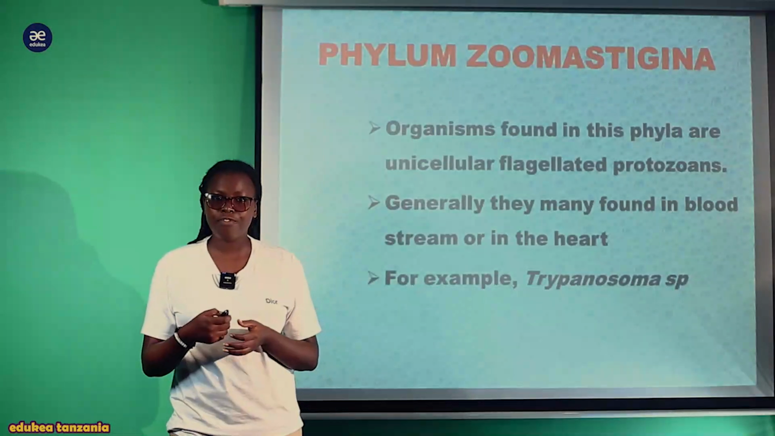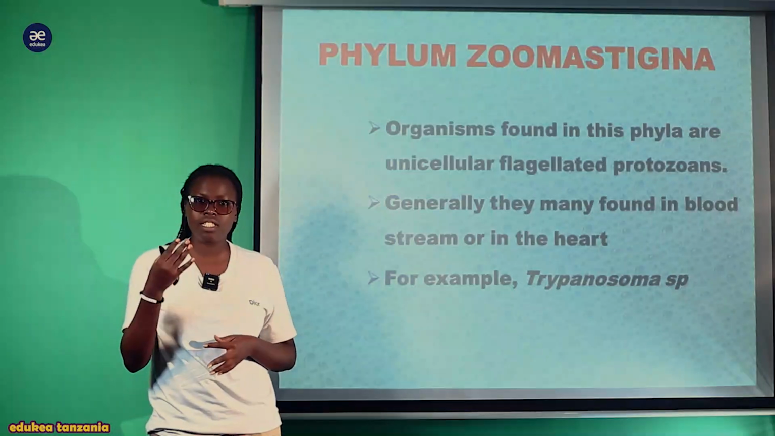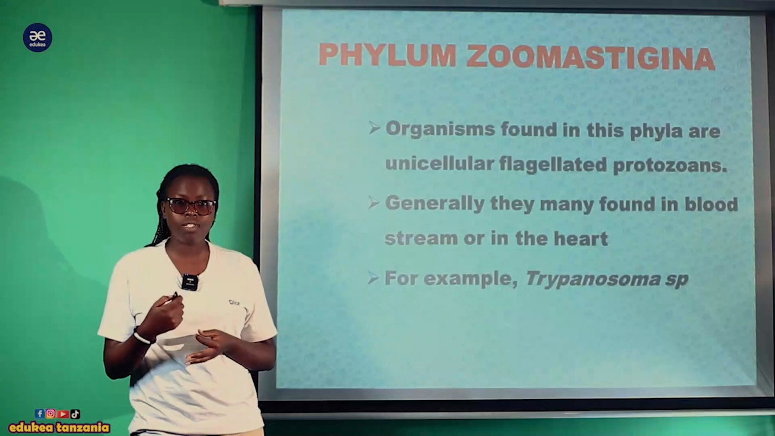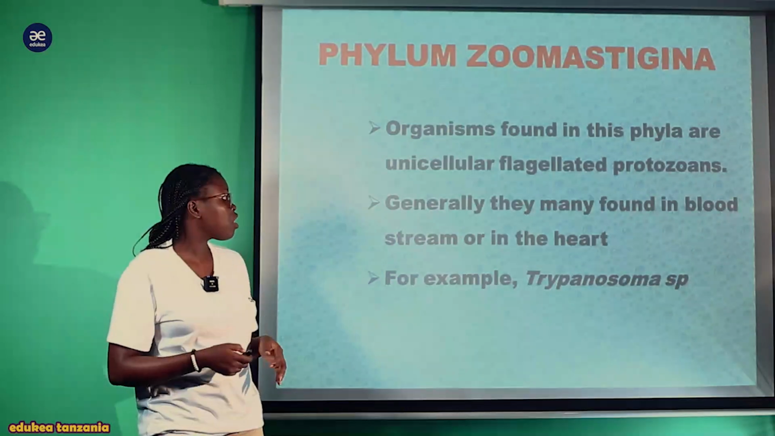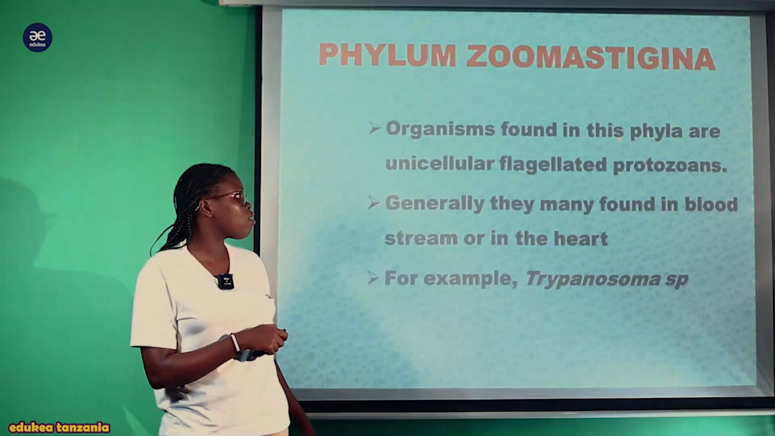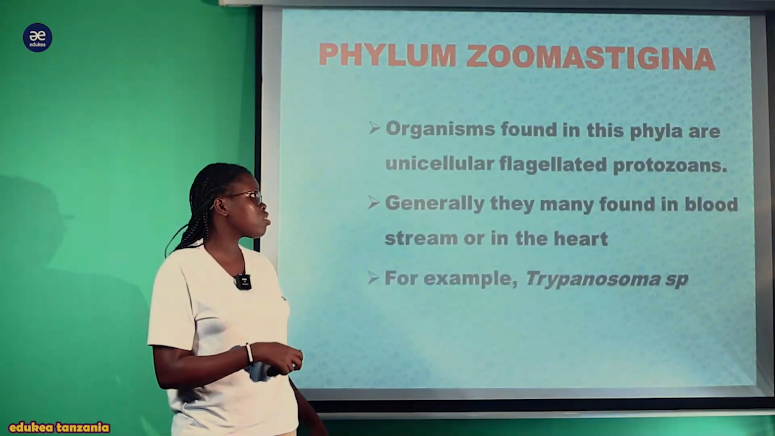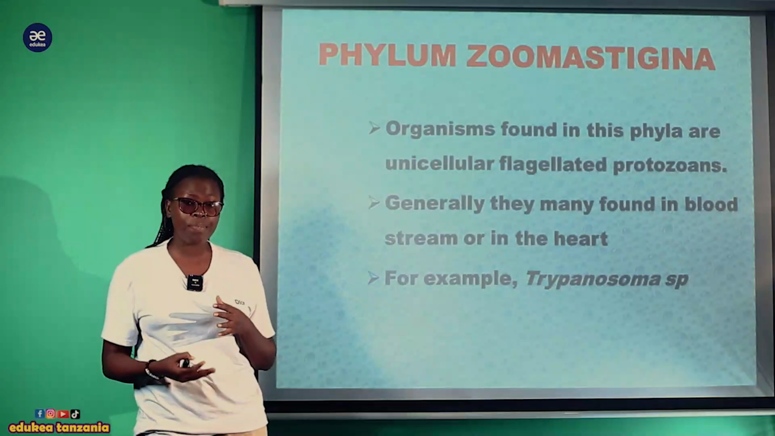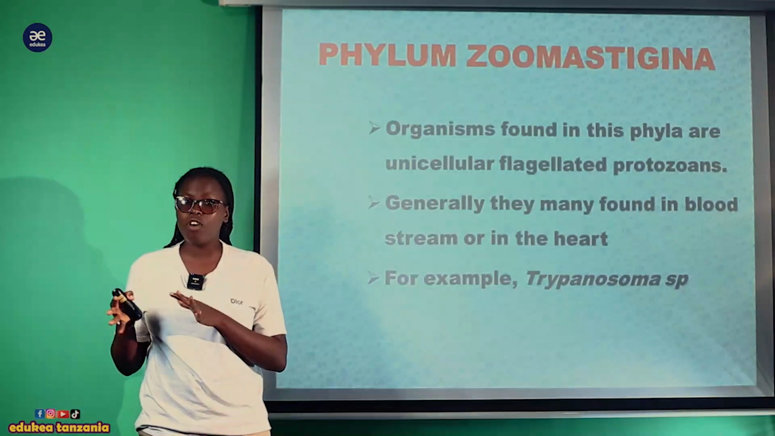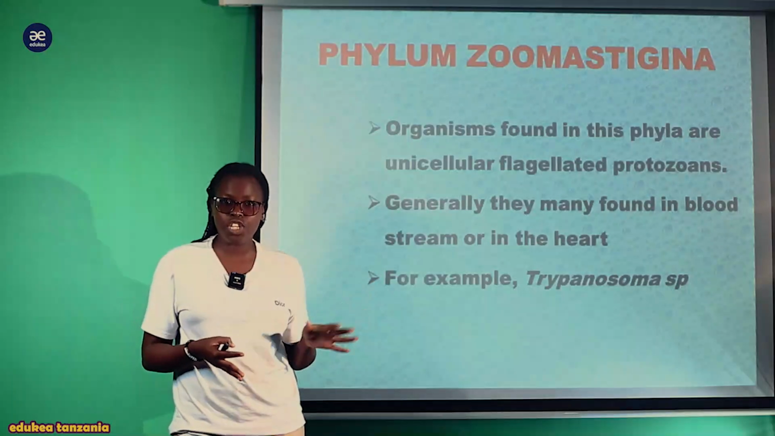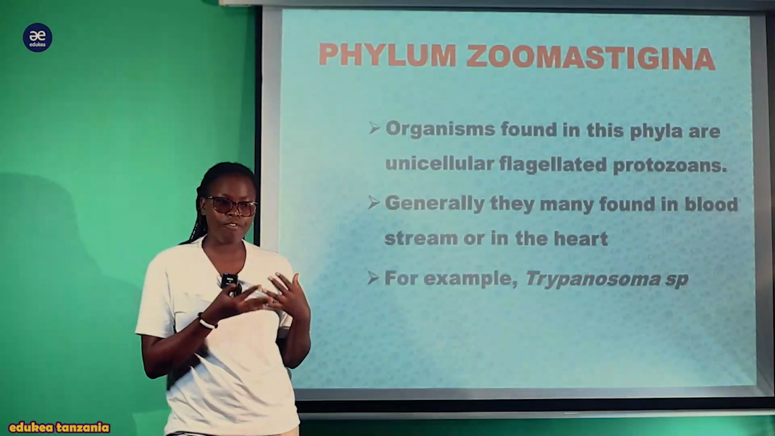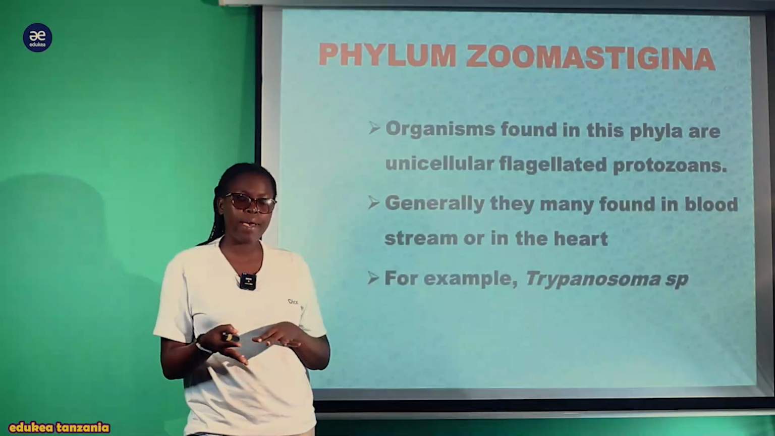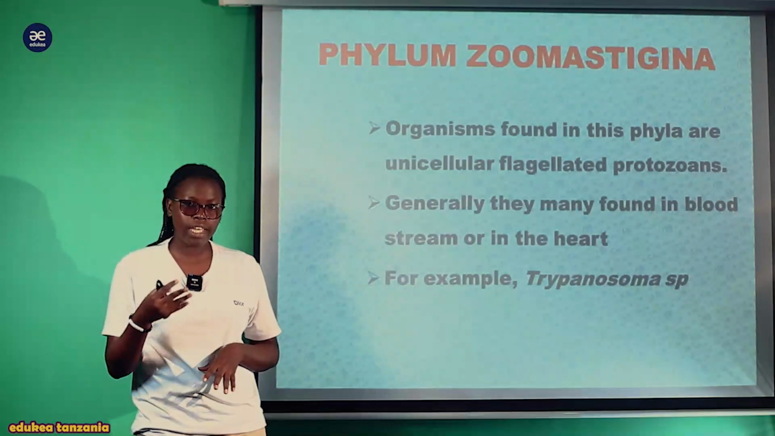Now, our last phylum within the kingdom Protoctista is phylum Zoomastigina. Organisms found in this phylum are unicellular and flagellated protozoa. So the organisms found in this particular phylum Zoomastigina are unicellular, single-celled. Also, they are flagellated, meaning that they are mobile. They use flagella to move from one place to another in search of food, mates, and other metabolic activity.